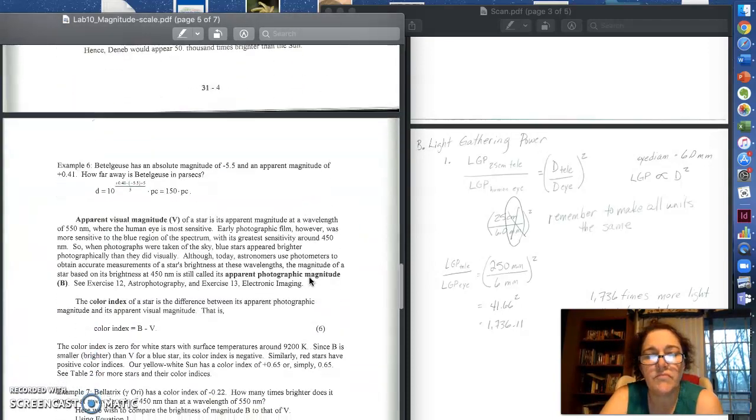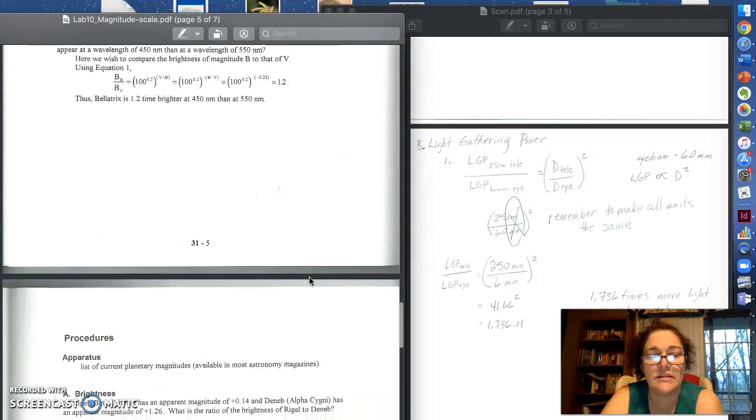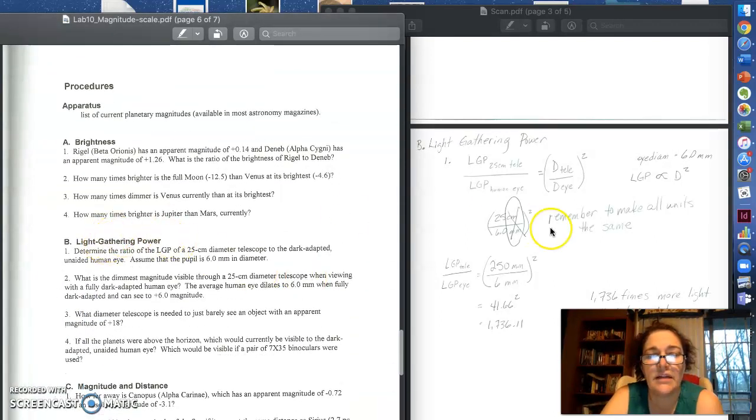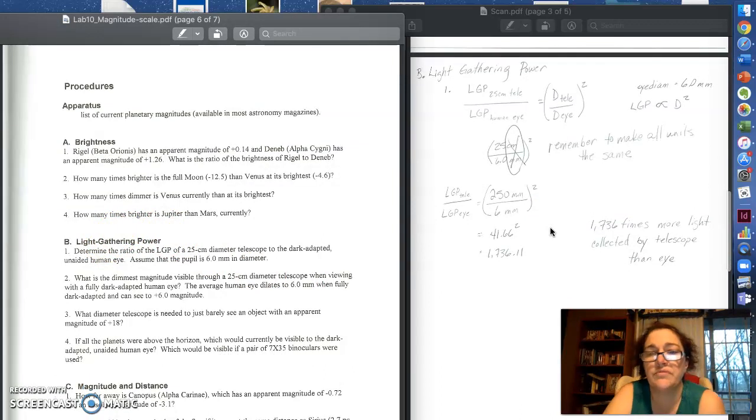So there is that. Light gathering power. We're going to move on to the next type of problem because these two are identical to that one. Determine the ratio of the light gathering power of a 25 centimeter diameter telescope to the dark adapted unaided human eye. Assume that the pupil is 6.0 millimeters in diameter.